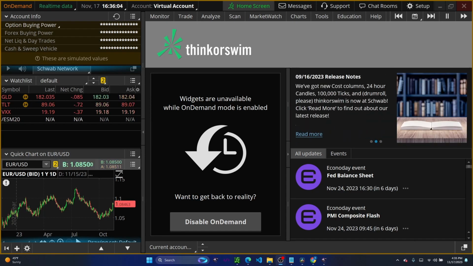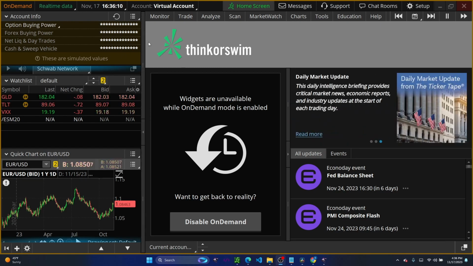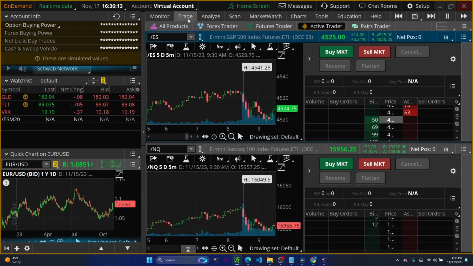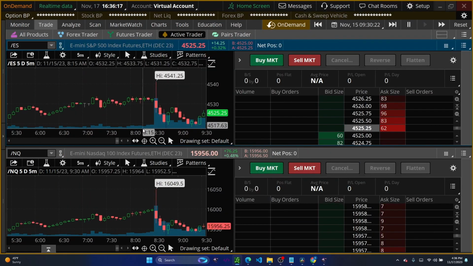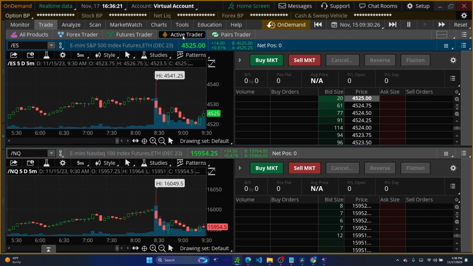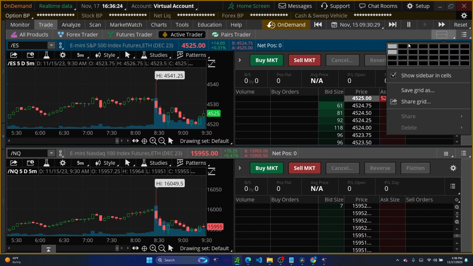So in terms of setting up Thinkorswim, this is what it's actually going to look like. When you start from the beginning, navigate to the Trade tab. Then we can minimize this tab by pressing this button. After going to the Trade tab, we can go to the Active Trader tab and just set it to 1.